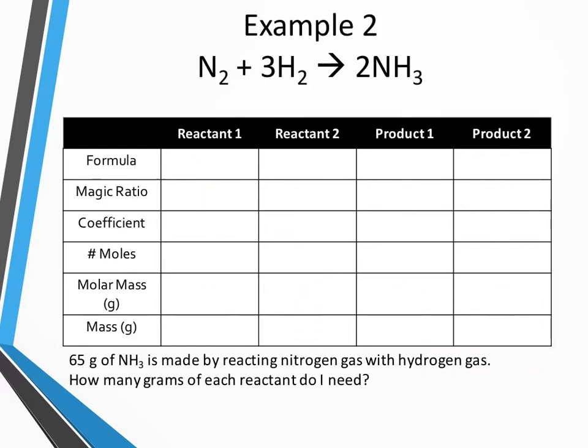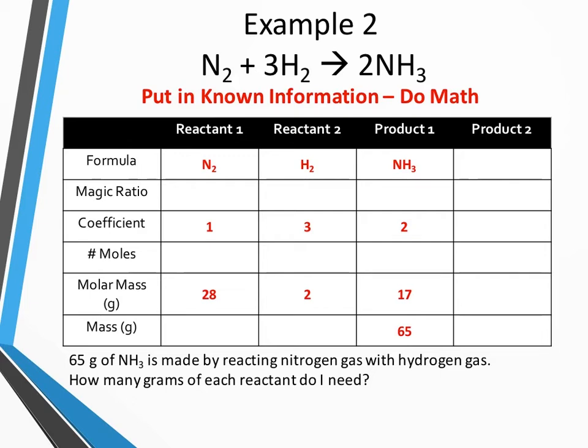So problem number 2 is asking us if we react nitrogen gas with hydrogen gas to get ammonia gas, if I have 65 grams of ammonia gas made, how many grams of nitrogen and hydrogen do I need to make 65 grams of that? Right? So let's look at this. So we're going to set it up, right? Our formula here is 1 mole of this, 3 moles of hydrogen, gives me 2 moles of NH3. Okay? So let's look at the next page of how we set that up.